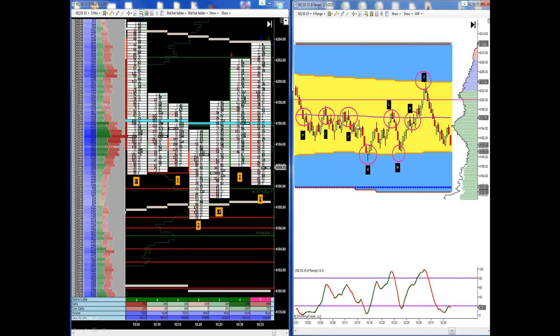And again, we're chopping sideways. This isn't really a great area to be looking to take trades. Maria likes to call it a balanced and unbalanced market. Balanced would be sideways chop. Unbalanced would be more of a directional move with more buyers stepping in or more sellers. If you have more buyers, you're going to be moving higher. If you have more sellers, you're going to be moving lower.